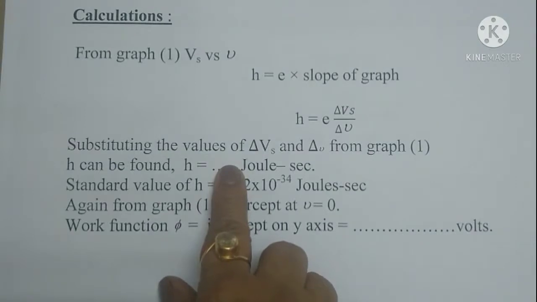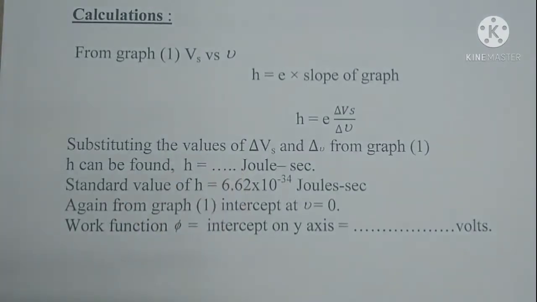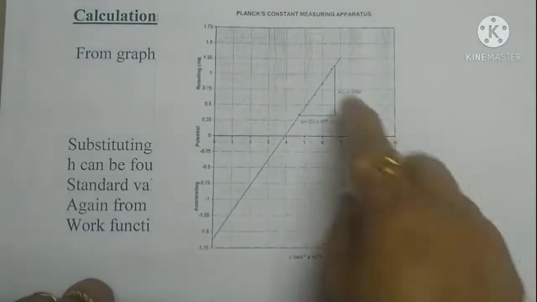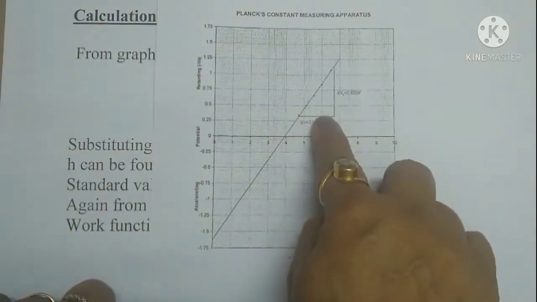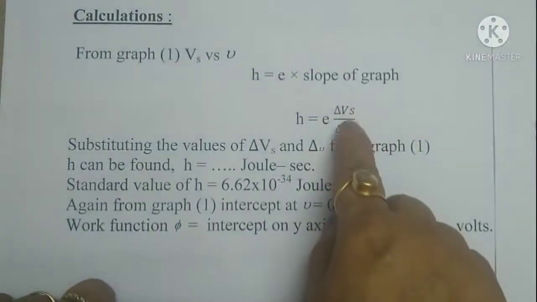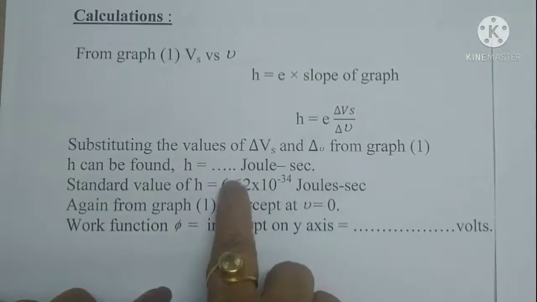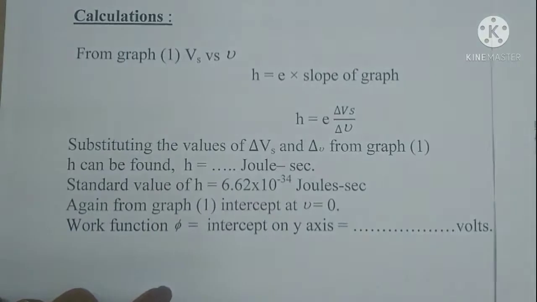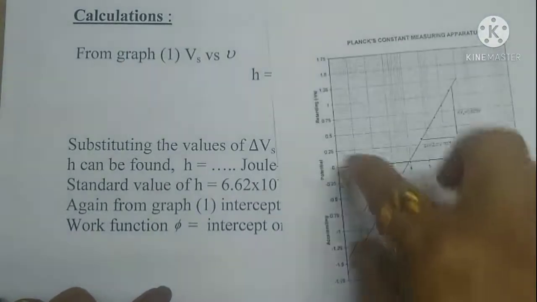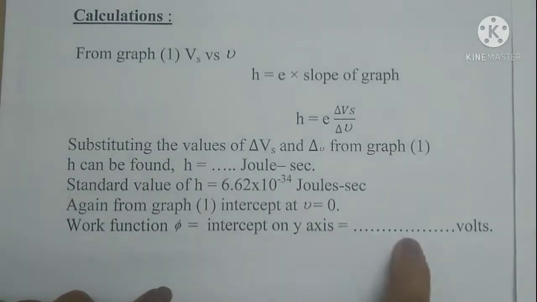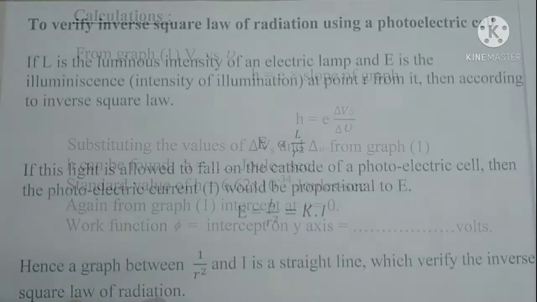So h is equal to e delta Vs upon delta nu. We can calculate that with the help of this graph, as it can be seen that delta V upon delta nu will give us the slope, and then we can find the value of h. Substituting this, we can find h, and the standard value of h is 6.62 × 10^-34 joule second. Again, from this graph we will see the intercept on the y-axis, which will give us the work function. So we can find the work function as well as h from this.